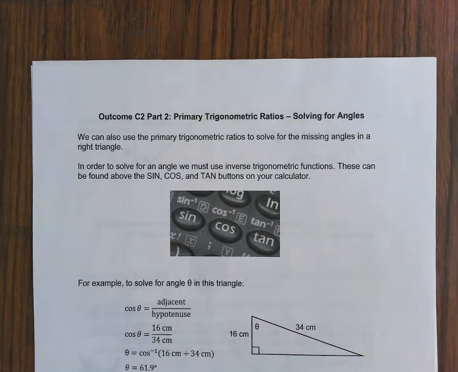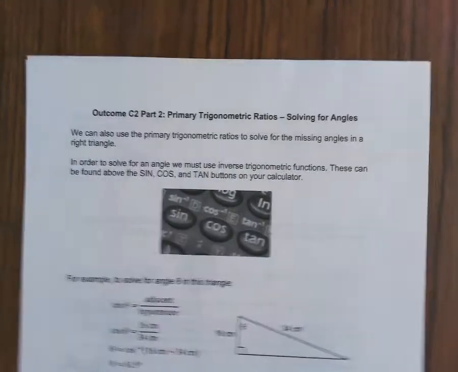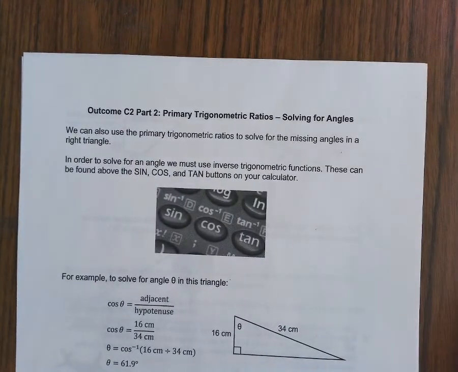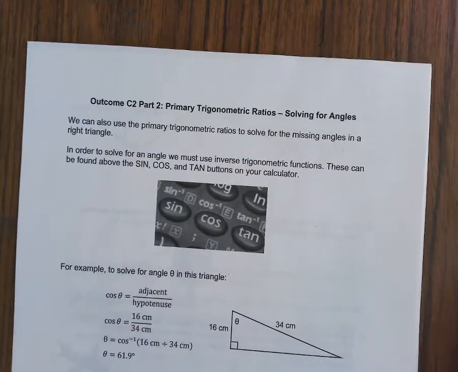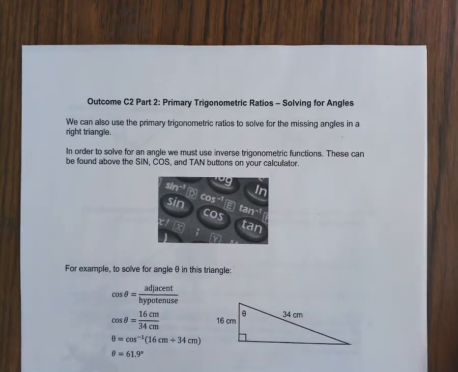In this lesson, we will be going over how to use primary trig ratios to solve for unknown angles in triangles. So the steps for this are very similar to what was covered in the last lesson. So you're still going to be using the primary trig ratios, which remember, you can remember which ones are which using SOHCAHTOA. But now, instead of solving for an unknown side, we're going to be solving for an unknown angle.